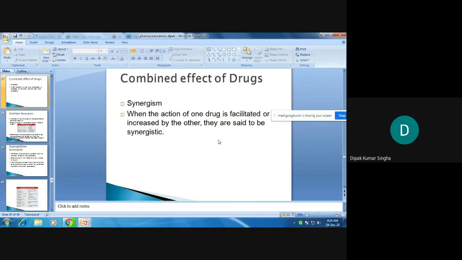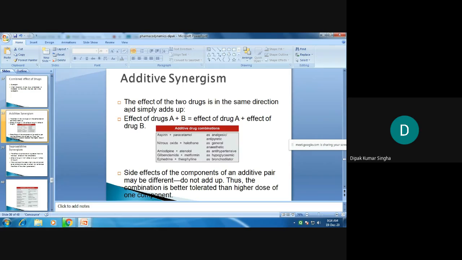So last class we discussed the combined effect of drugs, synergism. What is synergism? When the action of a drug is facilitated or increased by another, they are said to have a synergistic effect, and the combined effect of the drugs is greater than the summation of the individual effects of the drugs. Here is the addition, the additive effect of drugs. The effect of two drugs is in the same direction, and they simply add up. The effect of drug A plus B equals the effect of drug A plus the effect of drug B.